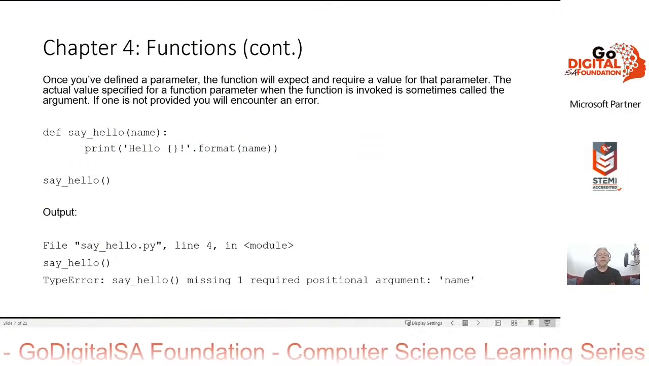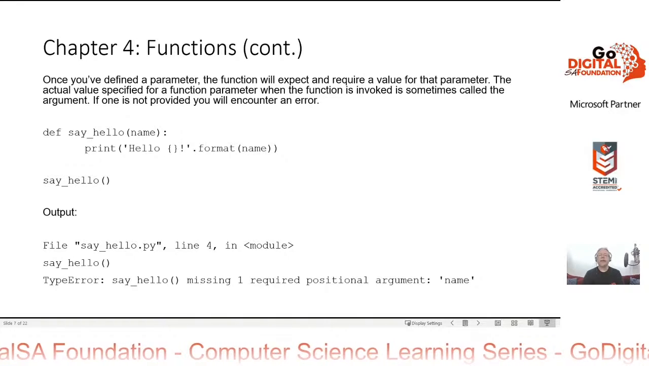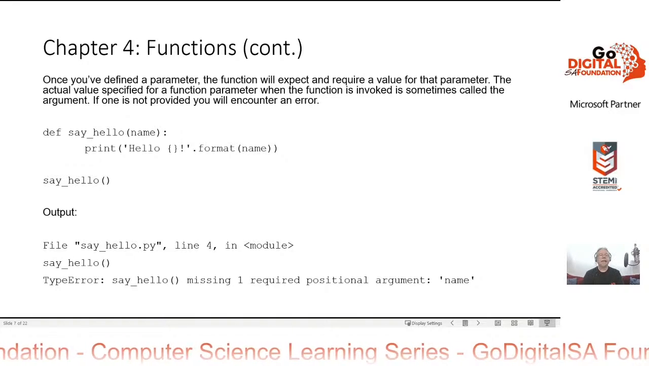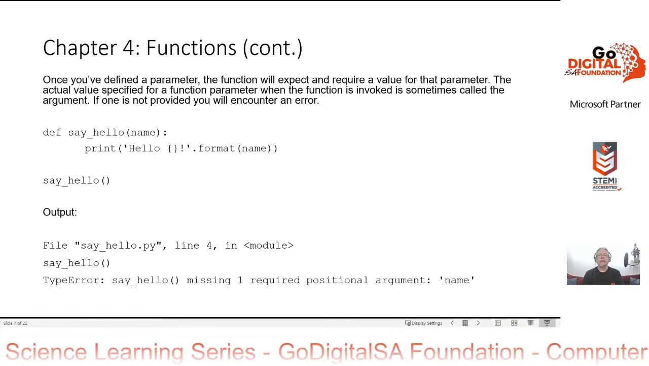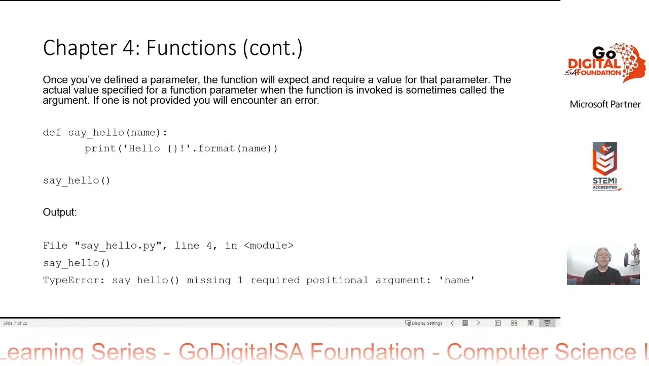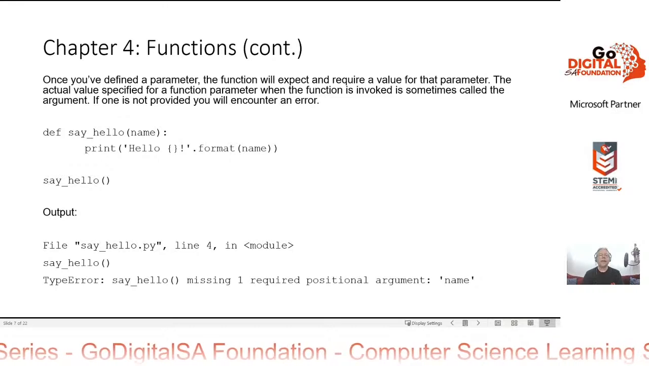Once you've defined a parameter, the function will expect and require a value for that parameter. The actual value specified for a function parameter when the function is invoked is sometimes called the argument. If one is not provided, you will encounter an error.